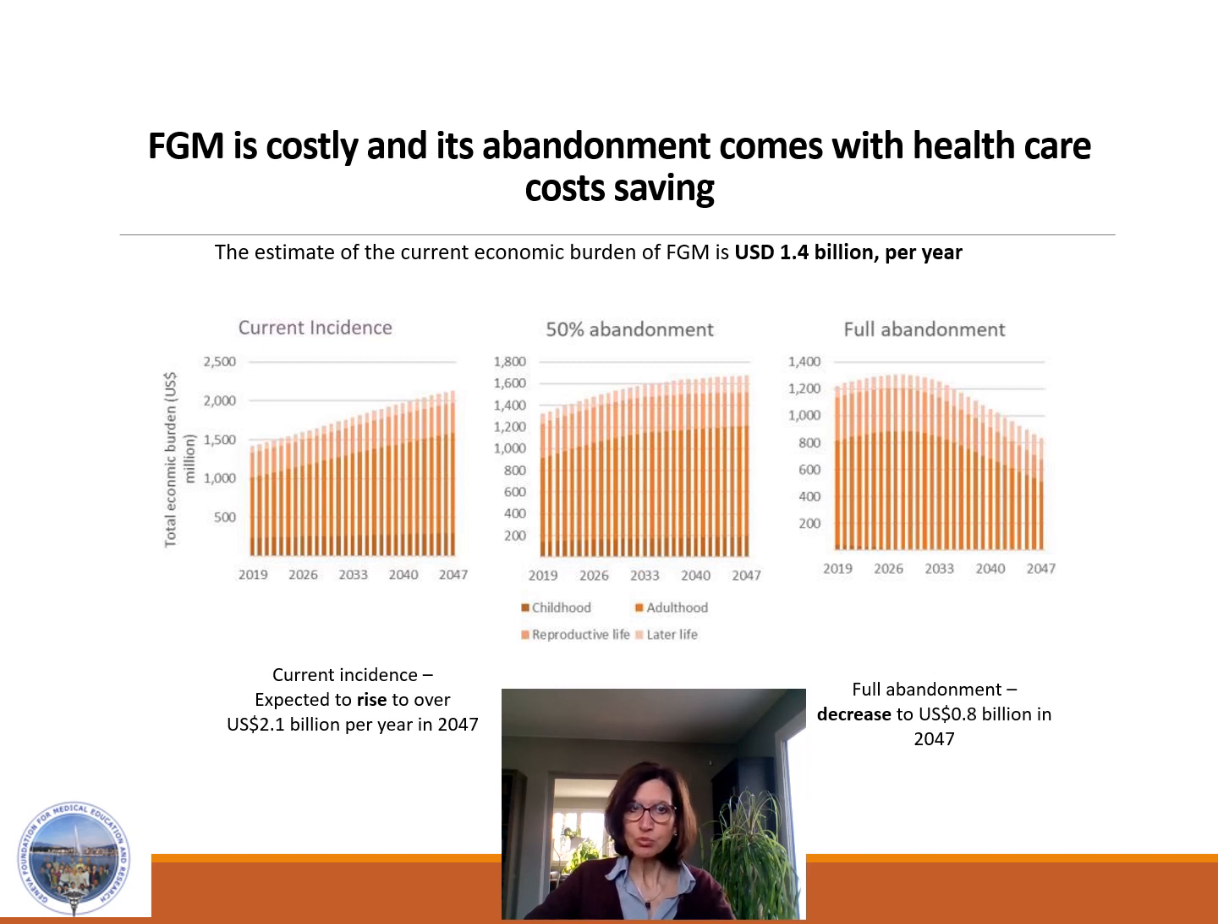And this slide shows what would happen if we did nothing. If the current incidence rates of FGM continued at the same rate, we would see these costs, in fact, continue to rise to 2.1 billion per year in the next 30 years. If we reduce FGM completely and we move to a full abandonment model, we can drastically decrease the spending on FGM complications to the health system over the next 30 years. So while FGM is a human rights issue, it's a public health issue, it also comes with high economic costs.